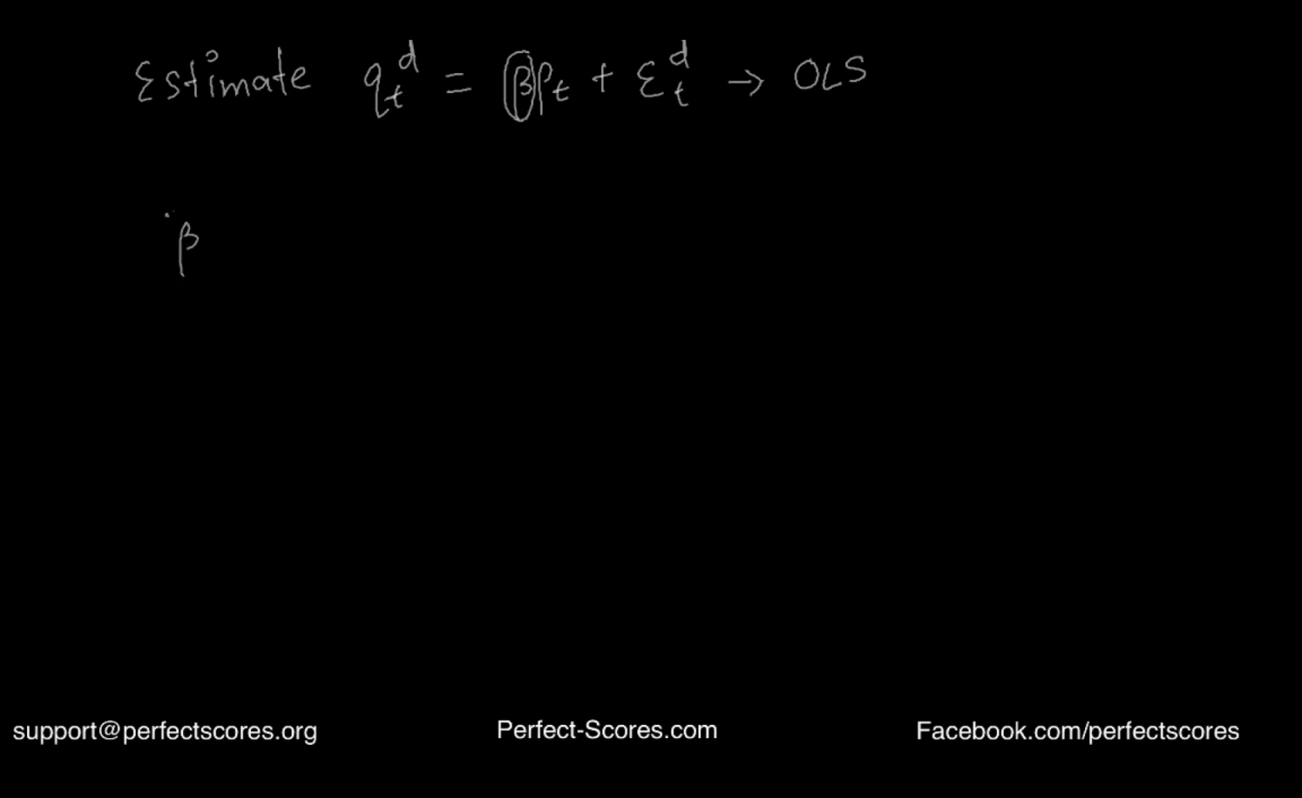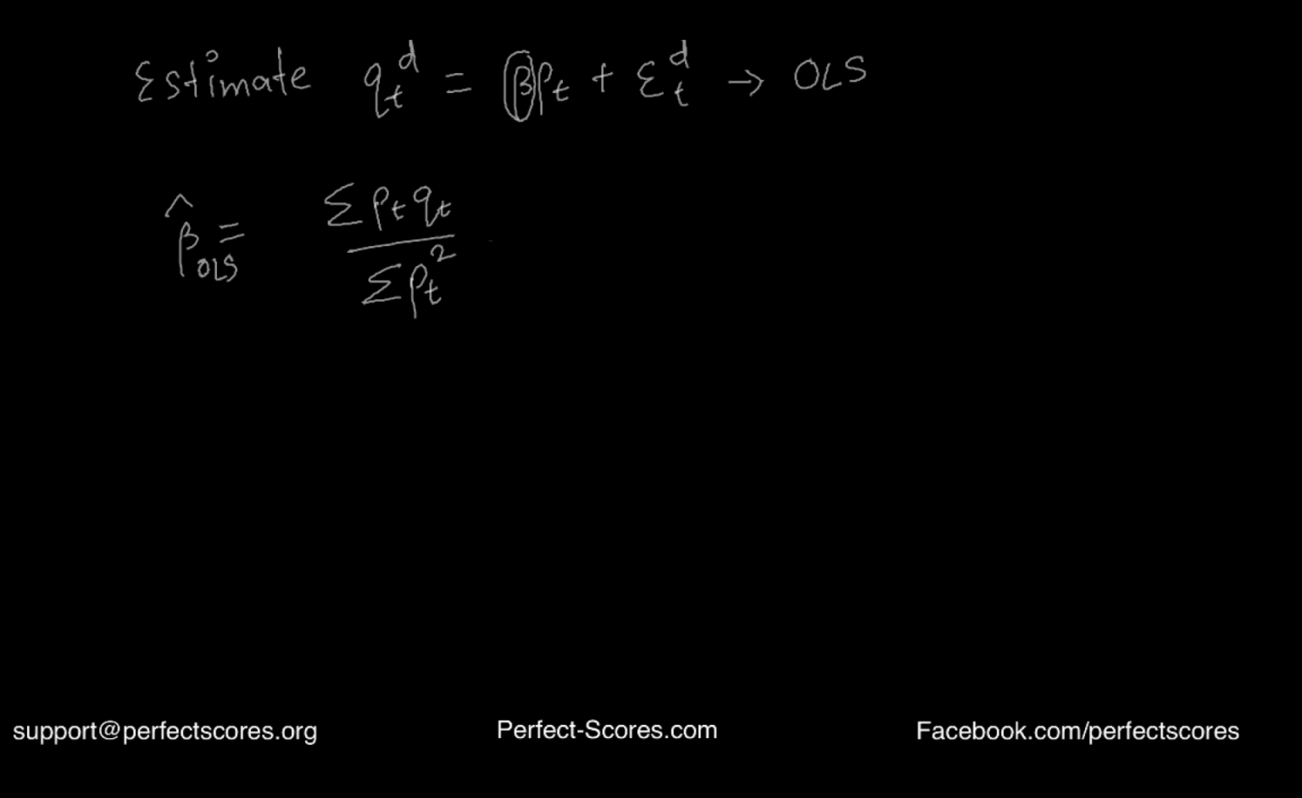So beta hat is simply going to be equal to the summation of price and quantity demanded divided by the summation of price squared, right? So that's like the standard OLS. If you've seen the OLS videos, you would know how to find the parameter beta using OLS. So this is the parameter beta. I'm just going to write a subscript OLS to it. So this is what we get.